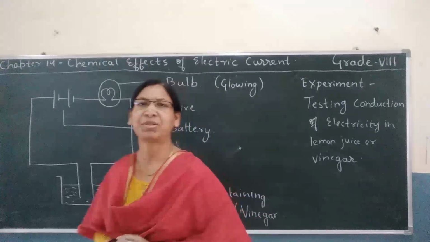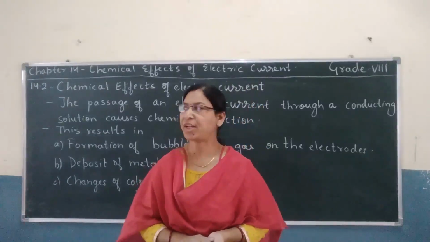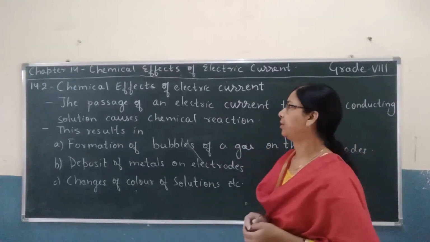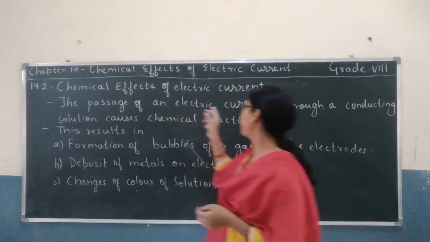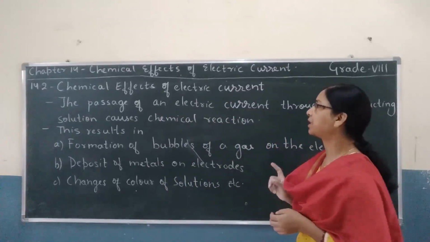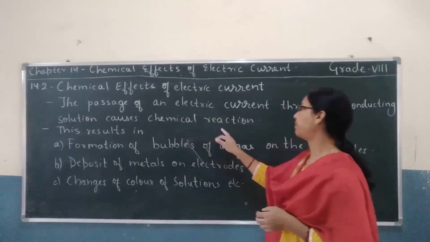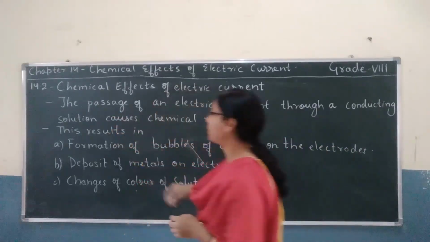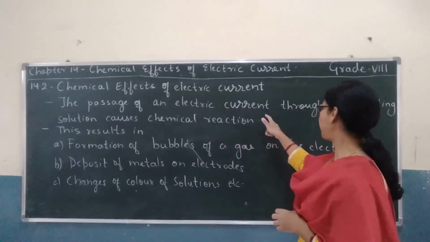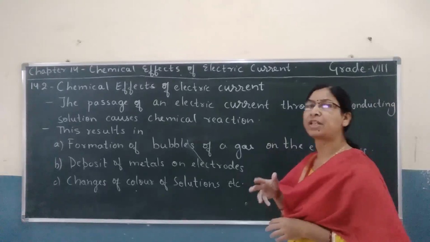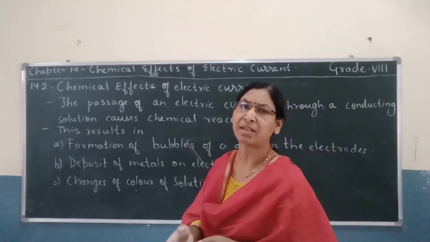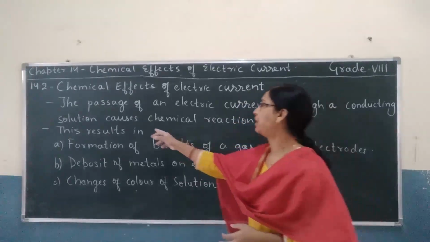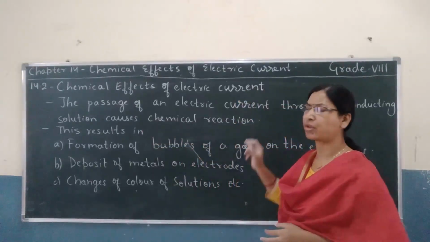I hope you understood. Dear children, our next topic is chemical effects of electric current. The passage of an electric current through a conducting solution causes chemical reaction. Once again, the passing of an electric current through a conducting solution, the solution which has the acid or the base or the salt in it, causes chemical reaction.